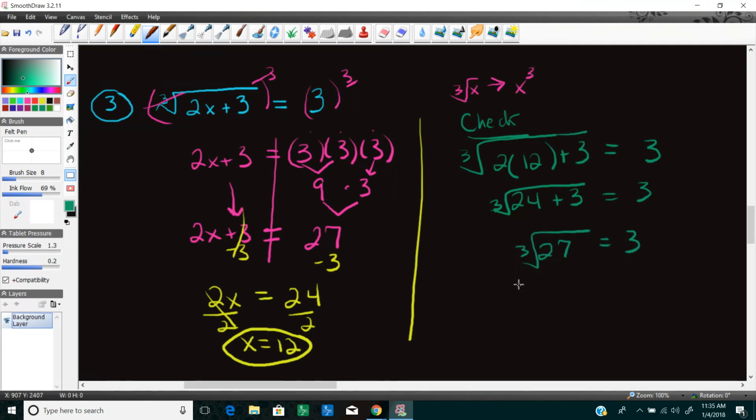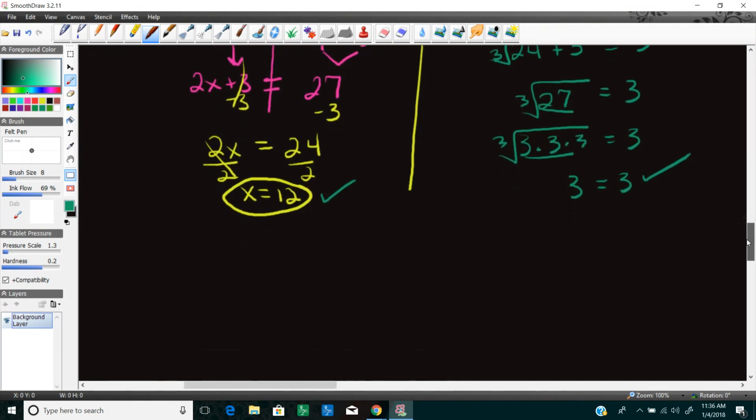And I know that 3 times 3 times 3 is the same as 27. This is the same. So therefore, if I had to take one of these out, it would be a 3. The cube root of 27 is 3. So this is a true statement, which means that x equals 12 is the correct x value in here to make it true. Okay, last one.